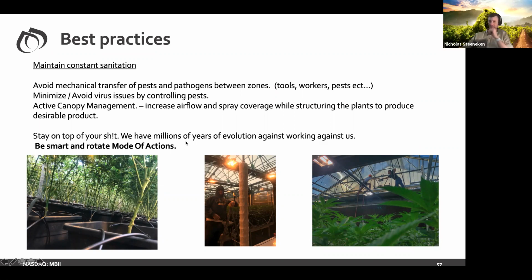Like you said, we have millions of years of pest evolution working against us. Be smart and rotate your modes of action. Yeah, switching up between Grandevo and Venerate, and also using products that are synergistic in nature with them is an important thing.